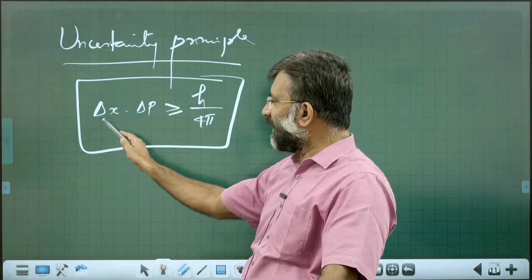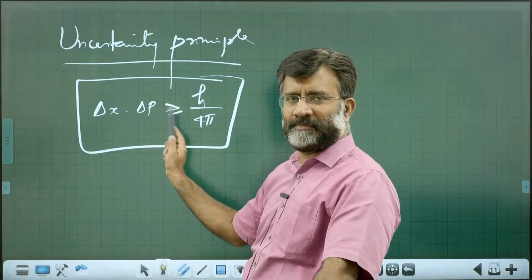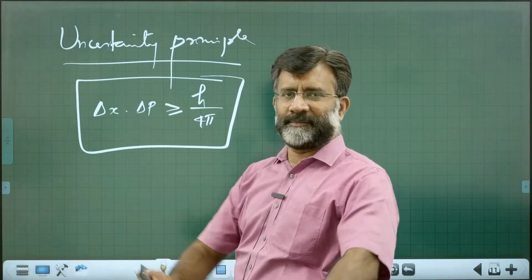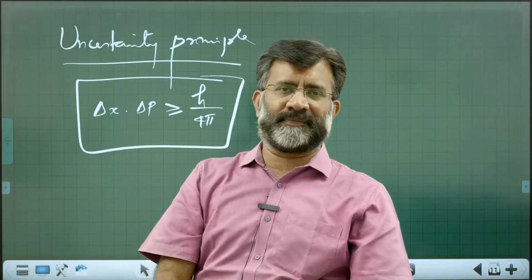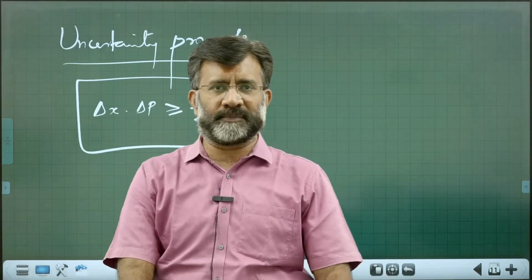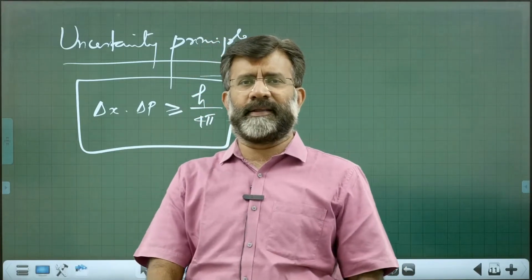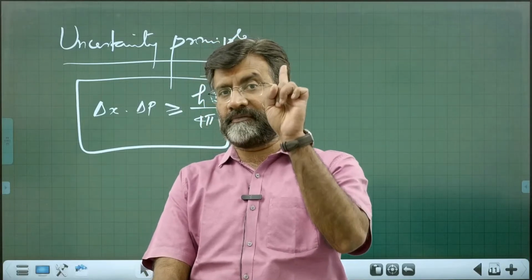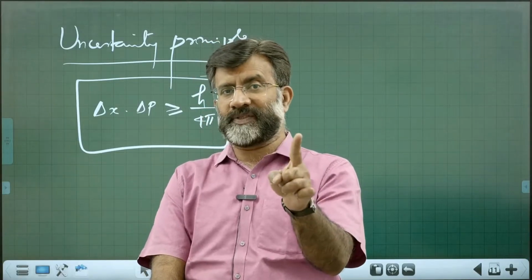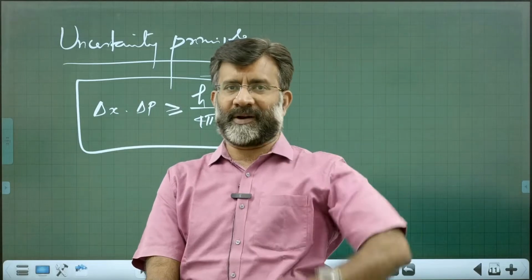That means when A decreases, B increases. When B decreases, A increases. Simultaneously, you can't decrease both. This is the uncertainty principle, which was an important idea and a big hit back basically towards the Bohr model.